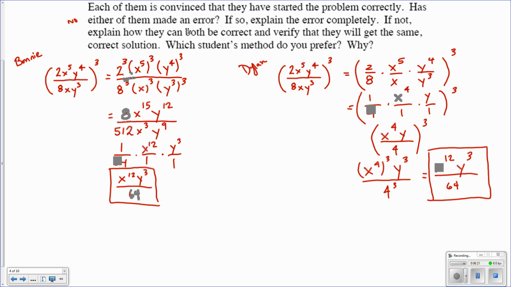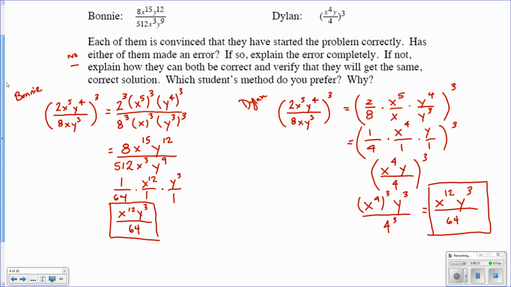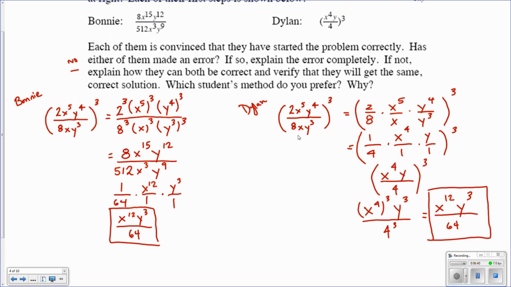So did either of them make an error? No, they did not. It says, if not, explain how they can both be correct and verify that they will get the same correct solution. Which student's method do you prefer? Why? If it's me, I prefer the solution that Dylan used because he was able to simplify it down a little bit easier, I think, by simplifying the inside first and then raising it all to the third power. Obviously, you see over here, though, that doing it the opposite way does work as well.